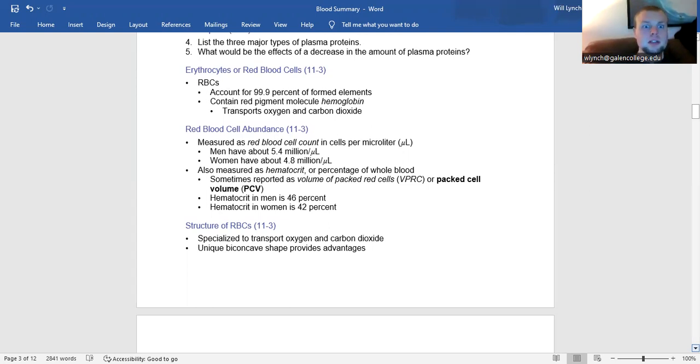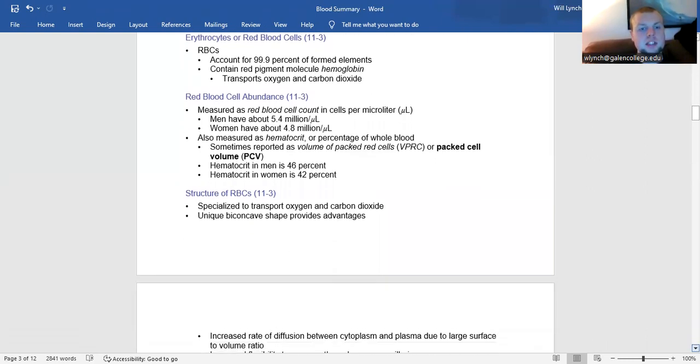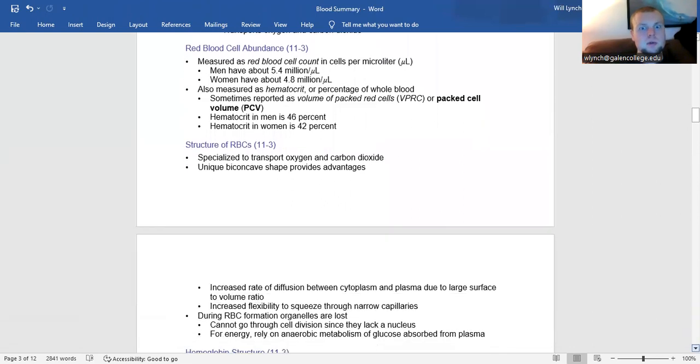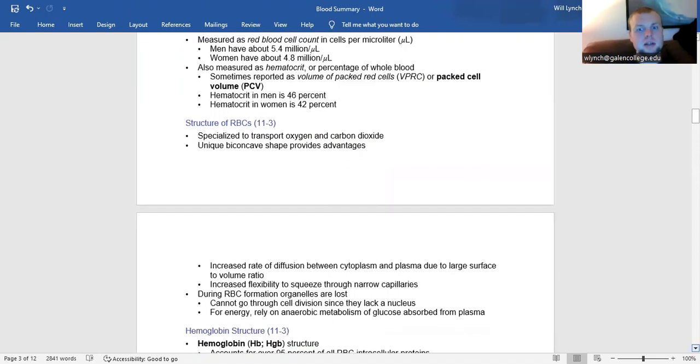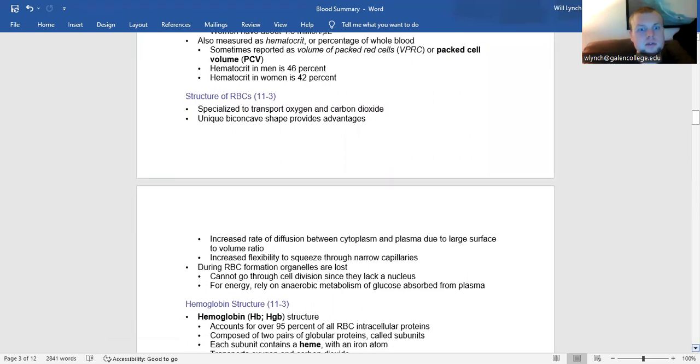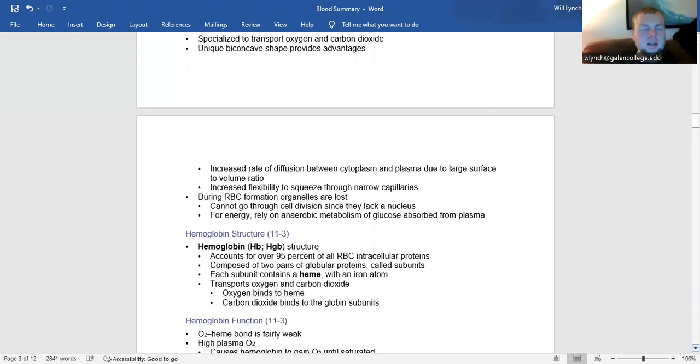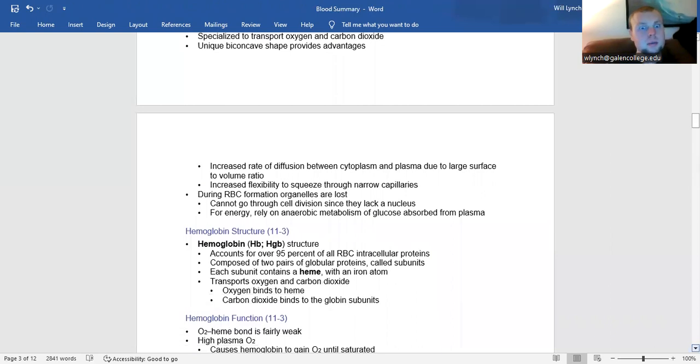The structure of the red blood cell is specialized to maximize surface area for minimized volume. It's able to transport oxygen and carbon dioxide. That maximized surface comes from the biconcave disc. So we have a very flat disc shape with a biconcave surface, giving it much more surface area. It increases the rate of diffusion between the cytoplasm and the plasma because of this large surface area to volume ratio. It is also able to wiggle and squeeze through narrow capillaries because of its thin disc shape.